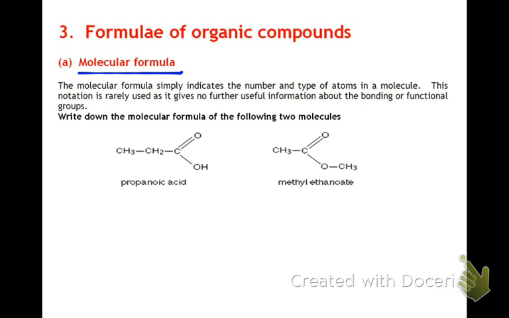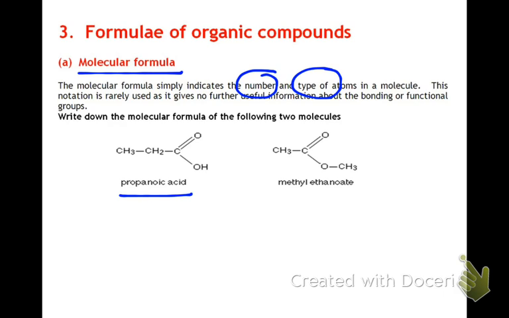All molecular formulas do, you might remember from your stoichiometry last year, is that they indicate the number and type of each atom in a molecule. And we don't use it much in organic chemistry because it doesn't tell us anything useful like the bonding or the functional group. But anyway, let's have a look at what the molecular formula might look like for propanoic acid.